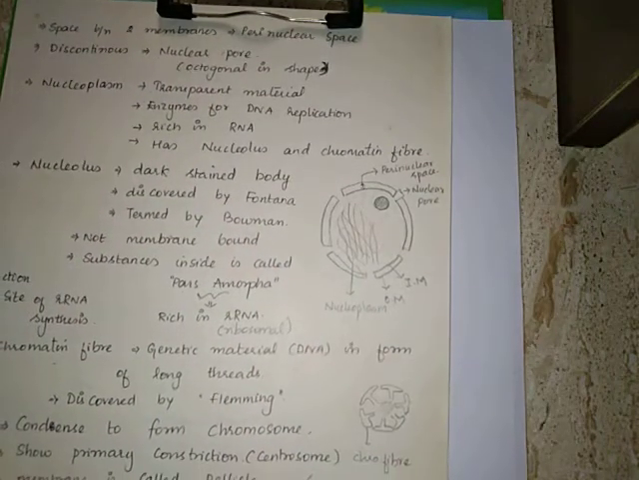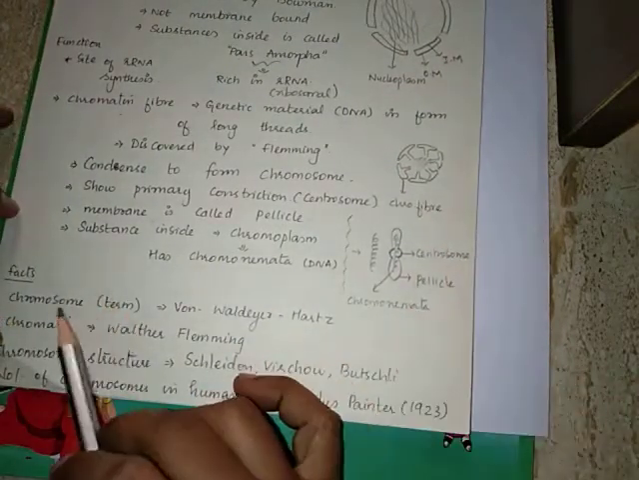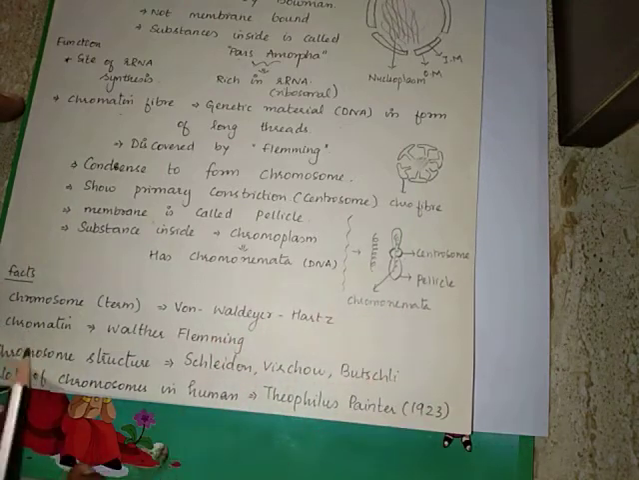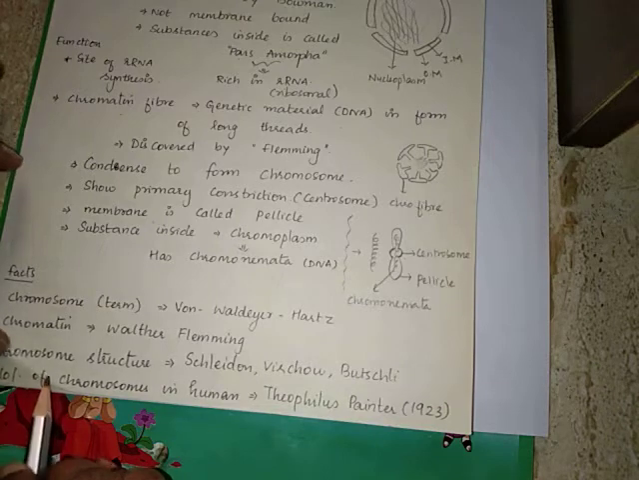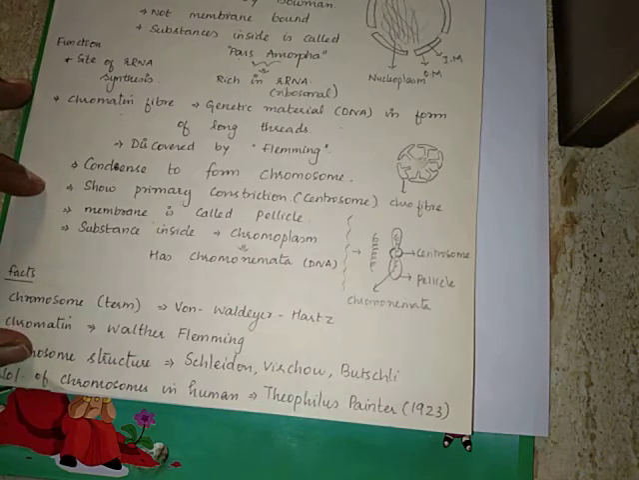And I have written here some of the facts. That is, the term chromosome was given by persons called von Waldeyer-Hartz. The term chromatin was given by Walter Fleming. The chromosome structure was deduced by Schleiden, Virchow and Butsley. And number of chromosomes in humans was actually identified by a person called Theophilus Painter in 1923.